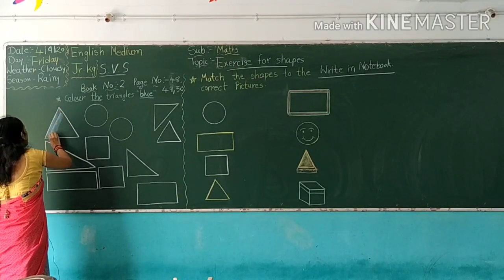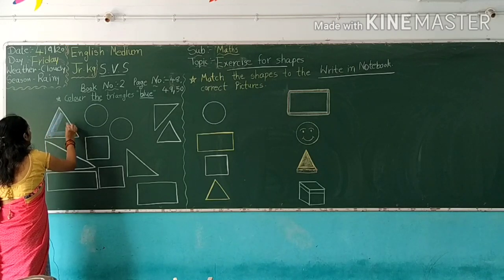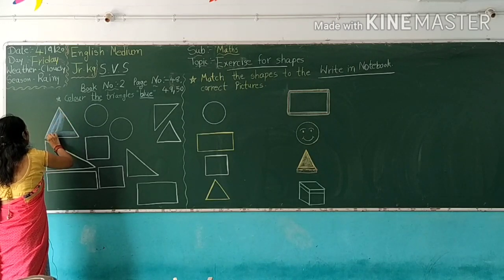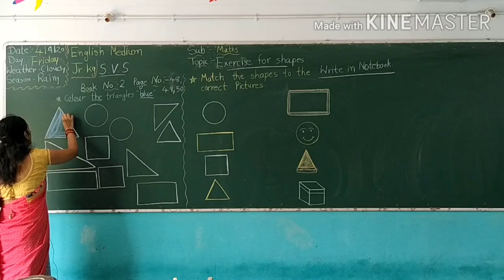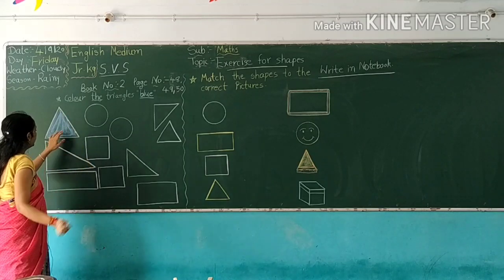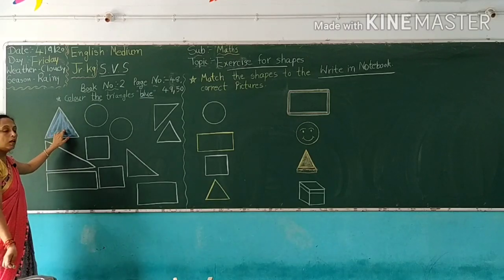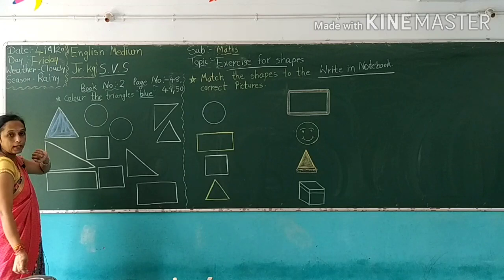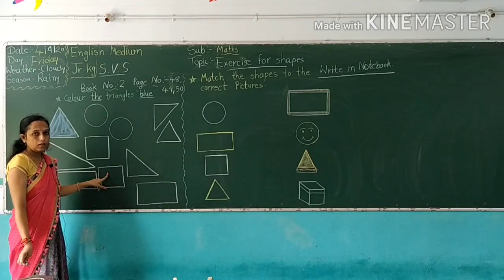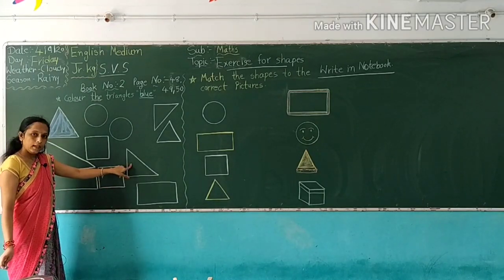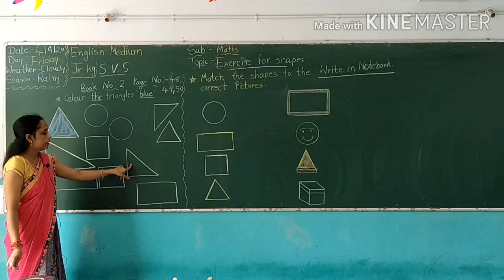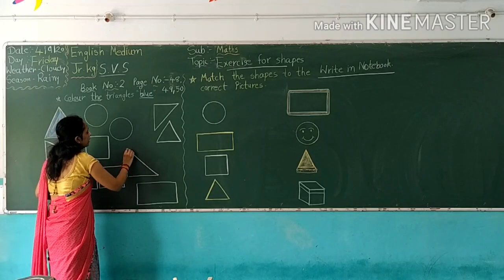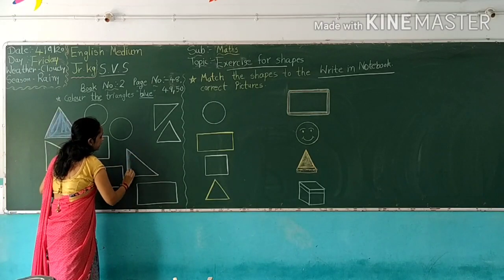Okay. Don't go out of the line. And which color is this? This is a blue color. Which color is this? This is a blue color. So find the triangle shape. Where is the triangle shape? This? No. This? Yes, this is a triangle shape. So color the triangle shape blue. Okay.